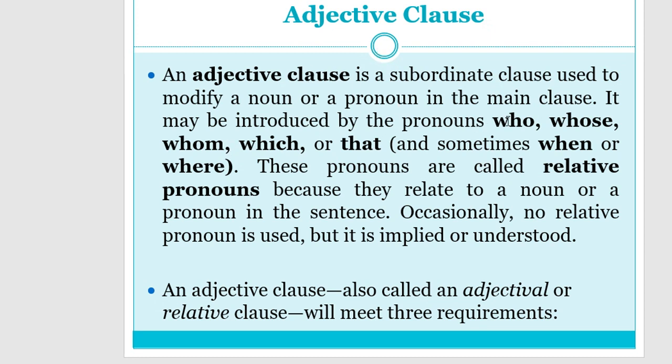It may be introduced by a pronoun, so we have here relative pronouns like who, whose, whom, which, or that. These pronouns are called relative pronouns because they relate to a noun or pronoun in the sentence. Occasionally, no relative pronoun is used, but it is implied or understood. So in the sentences, we can understand that the sentence should include relative pronouns like who, whose, whom, which, and that.